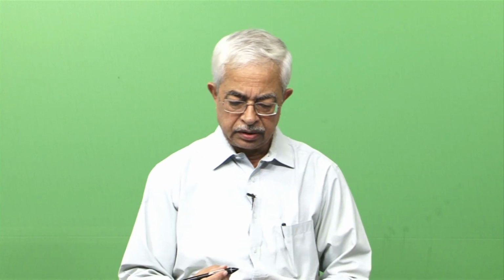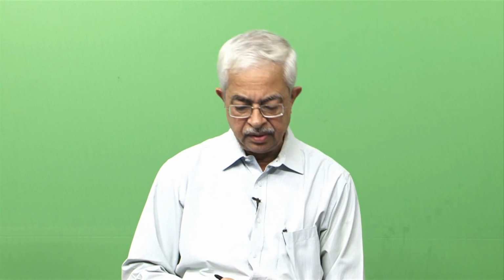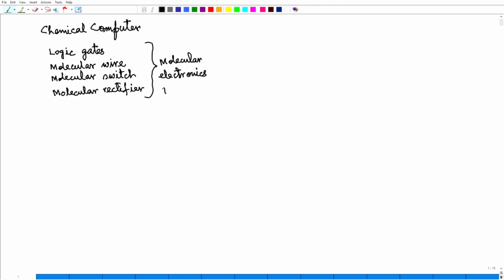I will give some examples of logic gates and molecular wires, and if time permits, I will talk about molecular rectifiers also. These things are all available in the literature, and there is a book on molecular electronics. A scientist by the name of Ratner, and another scientist in IBM, Avouris, they are into these chemical computers.